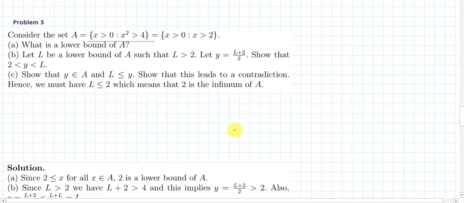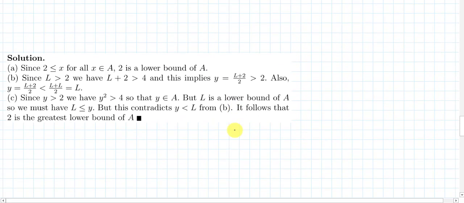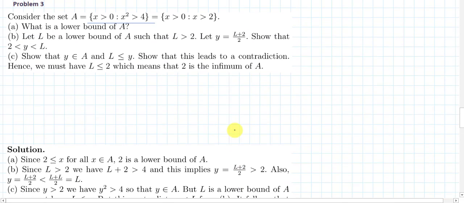So if the problem is clear, let's move to the solution of this problem. Since here we have x greater than 2, it means that 2 is a lower bound of A. 2 is a lower bound of A. And now the second case; in the first case we needed to find the lower bound. It is 2, just 2.